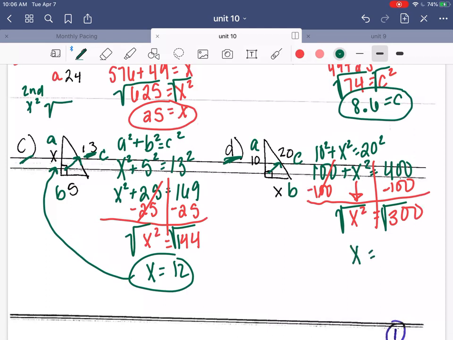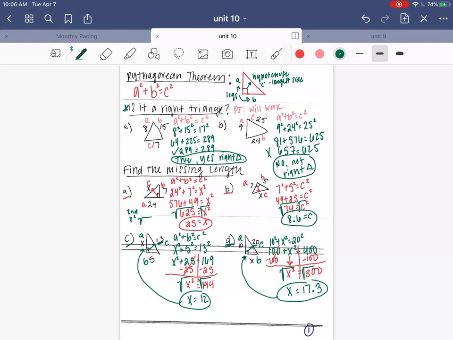The square root of 300 is 17.32, I think it is. So 2 tells 3 to stay at 3. And again, this, not that leg, is this leg right here. And it's not bigger than 20, so it fits in my right triangle.